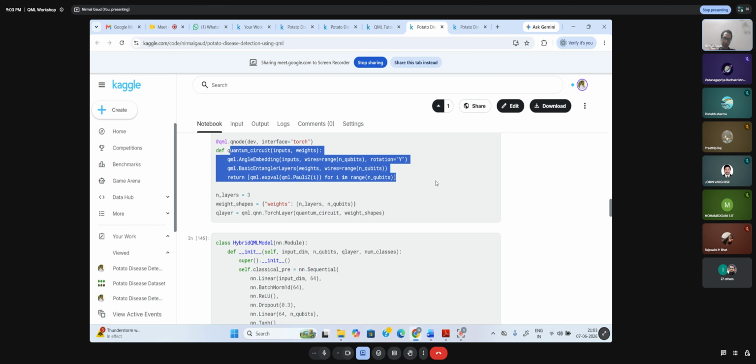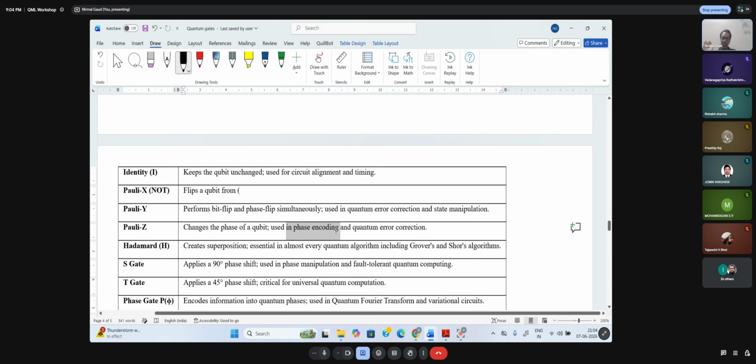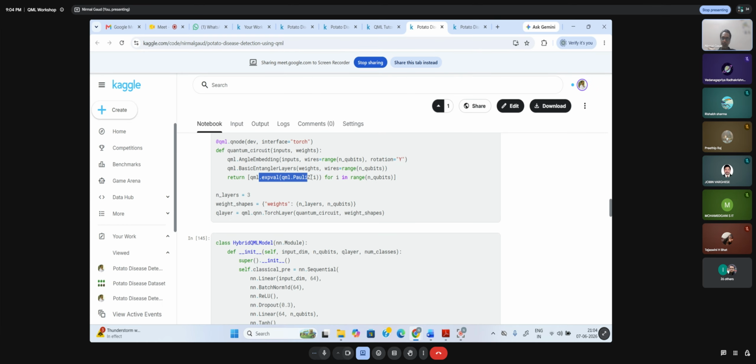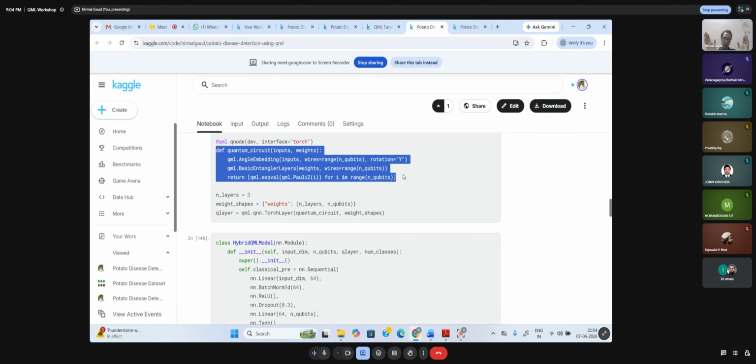All right, in a very easy way, this quantum circuit has been prepared. Angle embedding, rotation Y is used, RY theta is used. Entanglement, to have an interconnection between these quantum bits, and Pauli-Z has been used in order to find the error between them. That's what we are using: phase encoding and also quantum error correction. That is why we are using Pauli-Z. Total three layers of this circuit will be prepared. So one angle embedding, basic entanglement, Pauli-Z. Again angle embedding, basic entanglement, Pauli-Z. Again angle embedding, basic entanglement, and the Pauli-Z. In this way, three layers will be created.